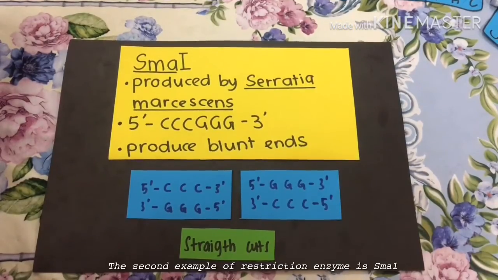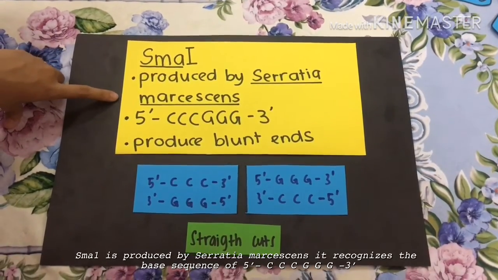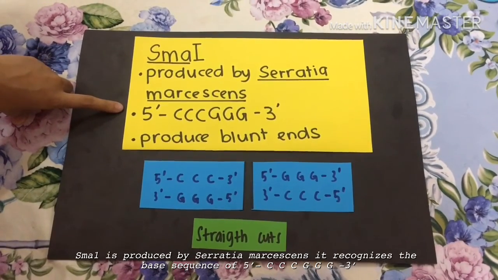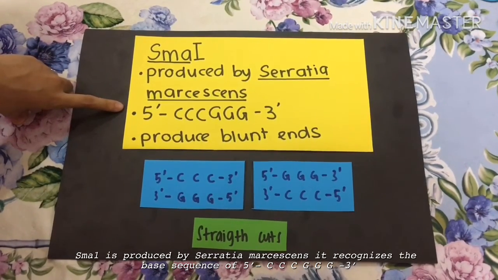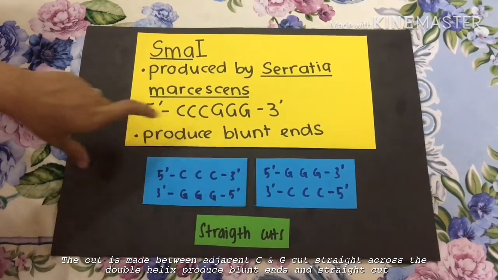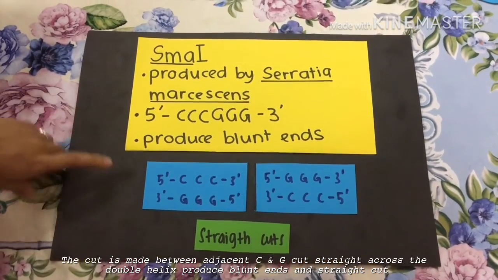The second example of restriction enzyme is SmaI. SmaI, produced by Serratia marcescens, recognizes the base sequence 5' CCC GGG 3'. The cut is made between the adjacent C and G, cutting straight across the double helix to produce blunt ends, a straight cut.